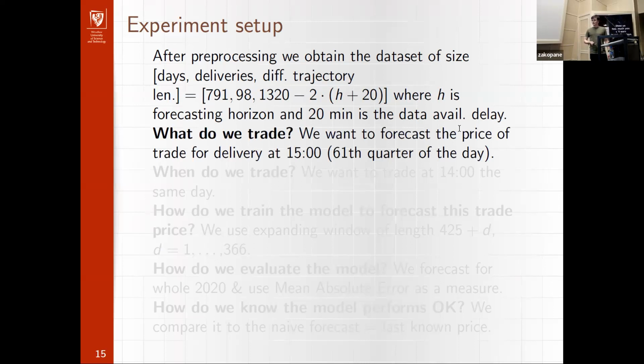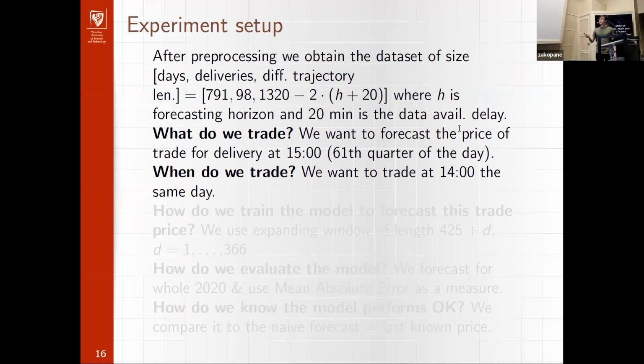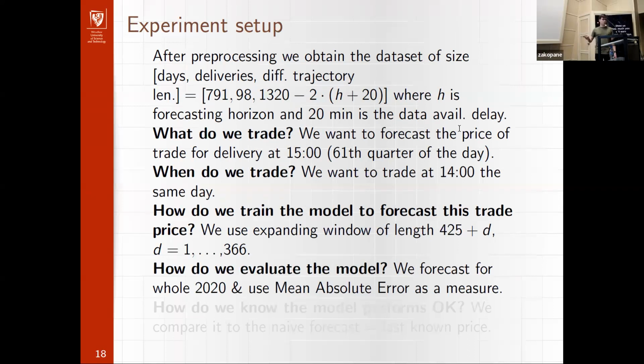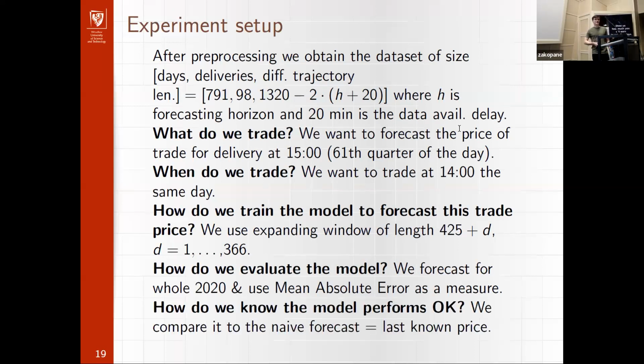Okay, and first question, what do we want to trade in the experiment? We want to trade for 15 o'clock in this initial experiment. So it's 1/4 of the day. We trade at 14 o'clock and we use the expanding window to train our model. So we start with 425 days and expand it by days up to 2020, on which we test the model using the mean absolute error. And we compare it to check if it's okay, because in forecasting, there's no such thing as just a good forecast with no performance comparison. So we compare it with naive, and naive is taken just like the last known price from the market, and we assume that the delta will be 0, so that the price would stay the same.